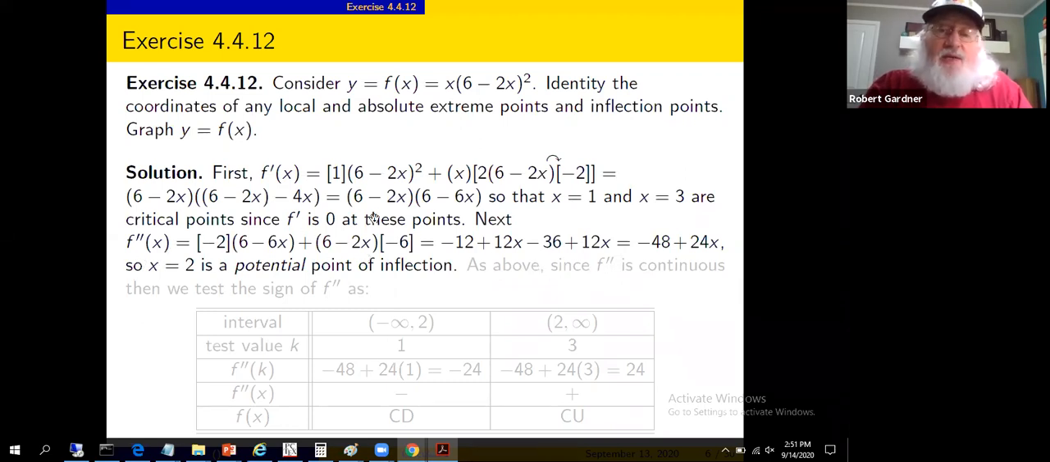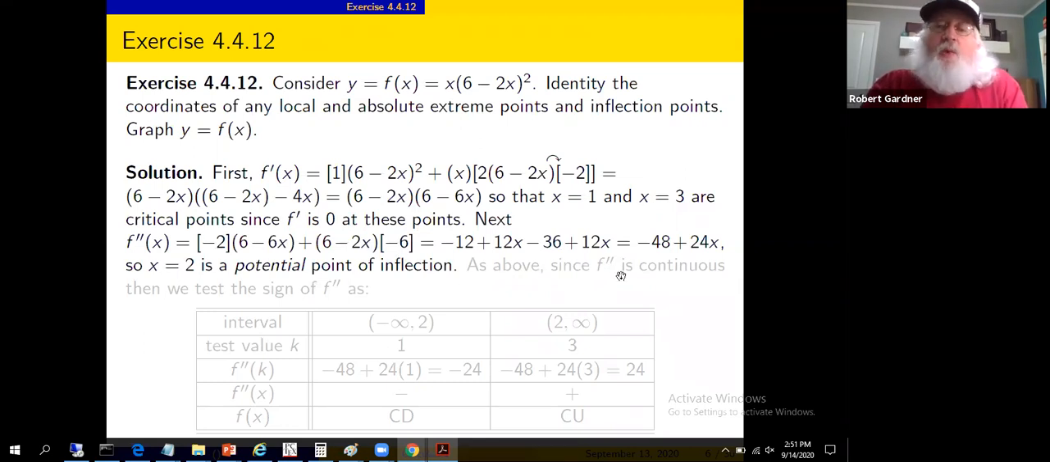So let's take the second derivative. Let's differentiate this version here. That'll take a product rule, but it's not complicated. Derivative of the first is negative 2. The second is 6 minus 6x. The first is 6 minus 2x. Derivative of the second is negative 6. Trust me on the arithmetic, it produces this. That is 0 at x equals 2. That's always defined. So x equals 2 is a potential point of inflection.